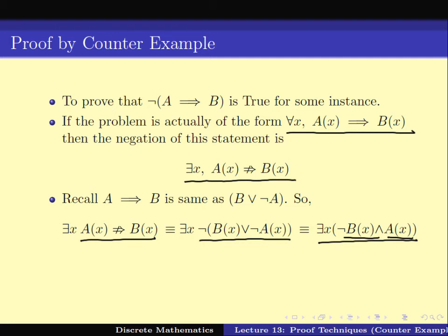So this is what we have to prove. To disprove a statement of the form A implies B, in other words, of the form for all x, A(x) implies B(x), one has to produce an x such that B(x) does not hold and A(x) holds.